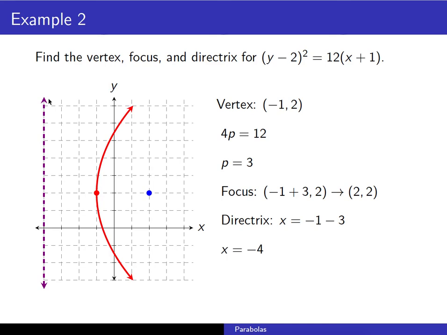is x equals -4. So in example 2, our vertex is -1, 2, our focus point at 2, 2, and directrix line at x equals -4.